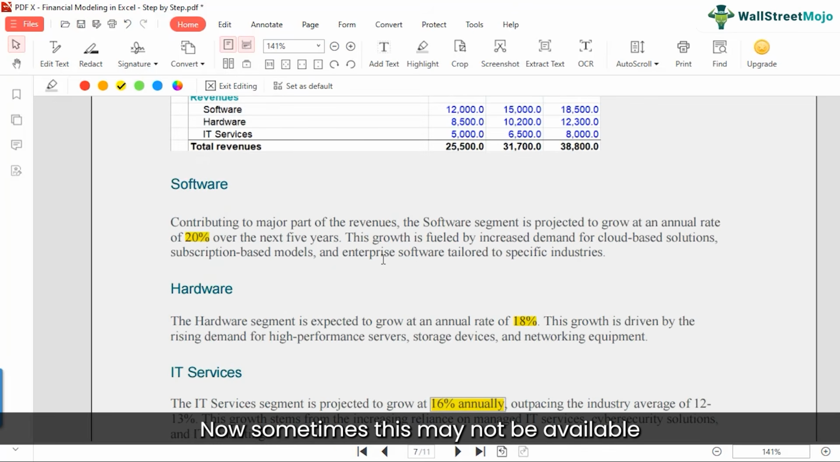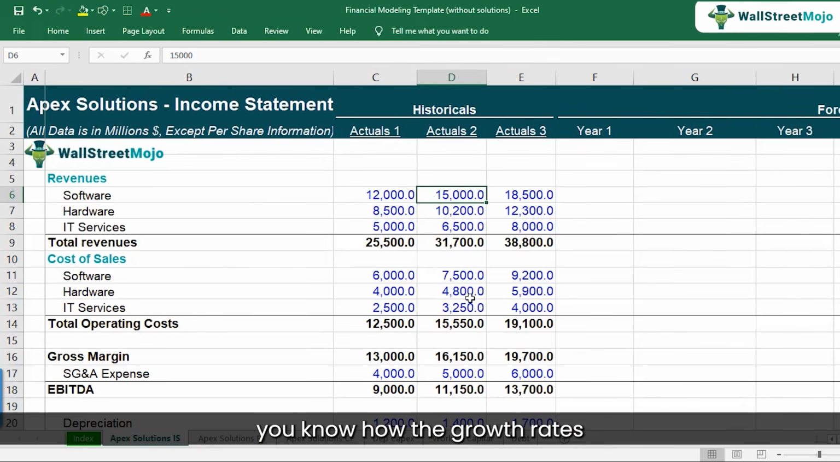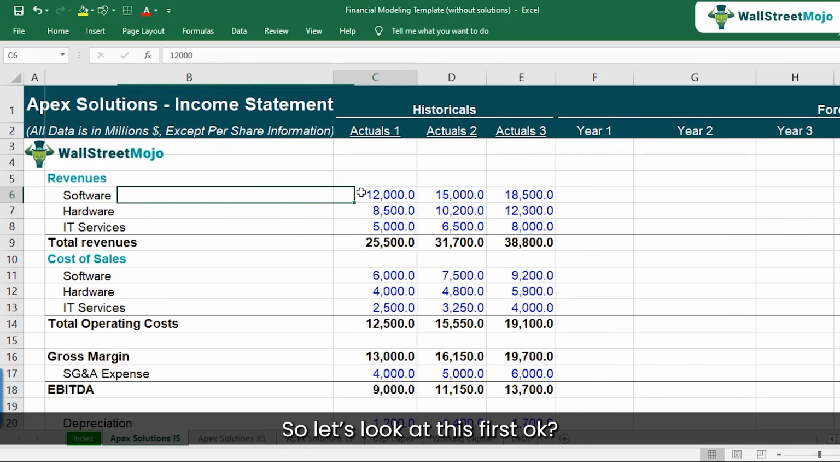Now, sometimes this may not be available, and you will have to use your own understanding of how the growth rate will look. So typically what happens is you figure out how the growth rates have been historically, and you put a number according to that growth rate. So let's look at this first.